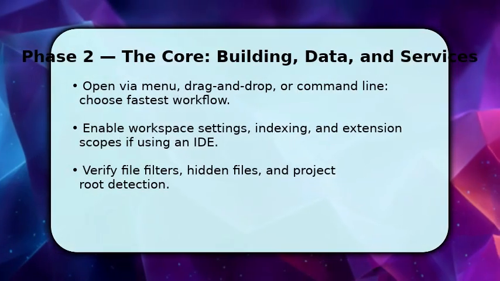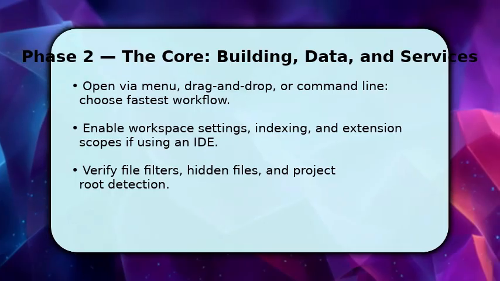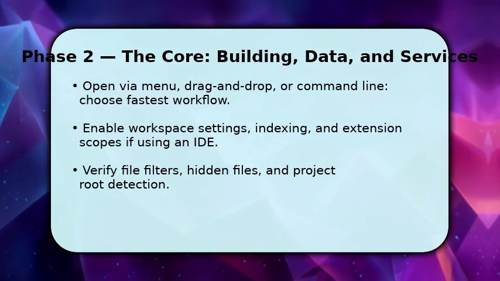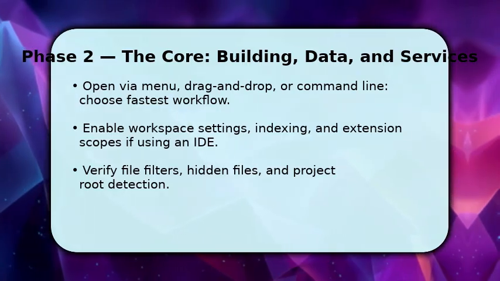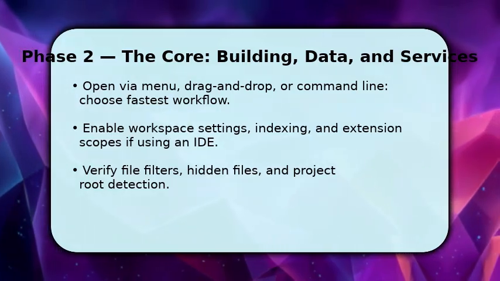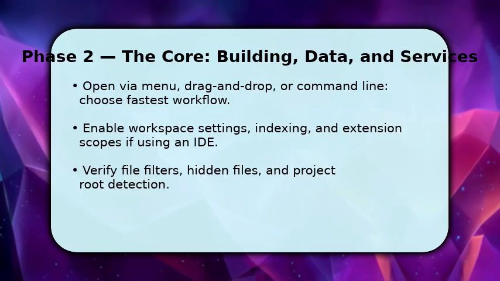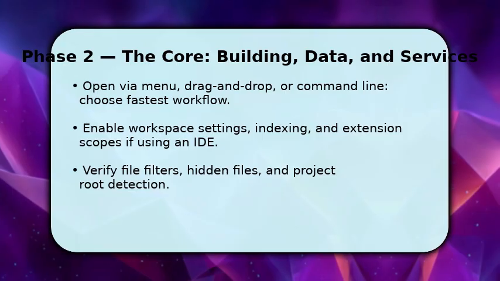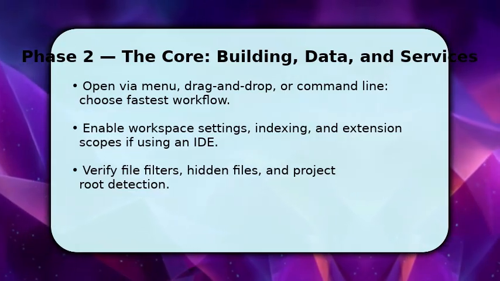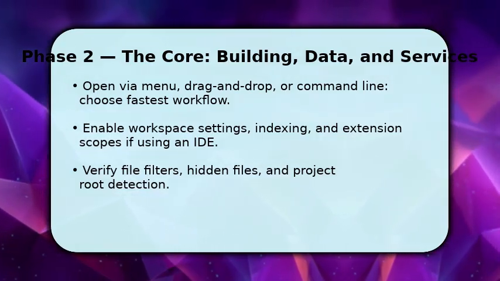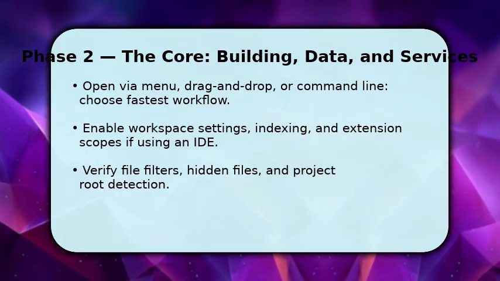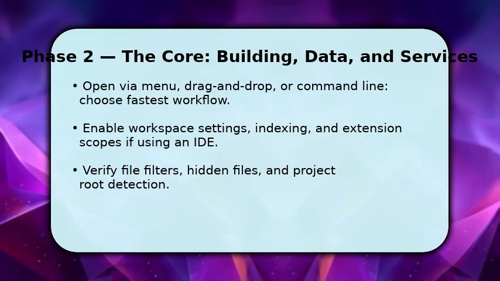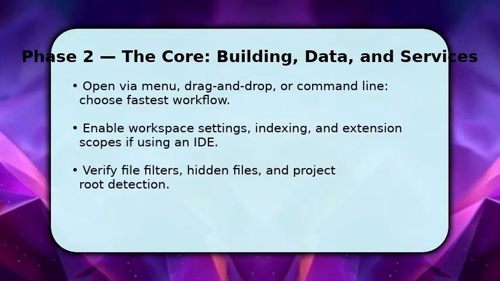Once the tool is open, use the quickest method available: menu open, drag and drop, or a command like code, depending on your environment. If you selected a workspace-aware editor, enable workspace settings, indexing, and extension scopes so features run only where intended. Make sure file filters and hidden file visibility match your needs, and confirm the editor detected the correct project route. These steps reduce search noise and ensure extensions behave consistently across folders.